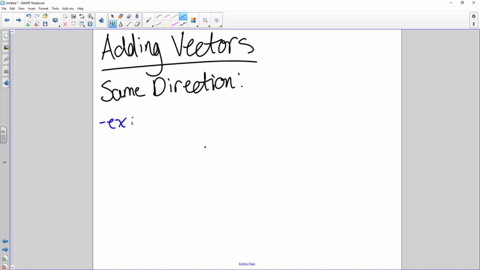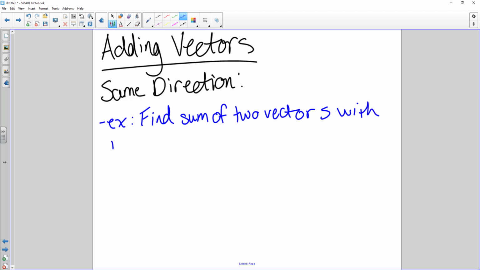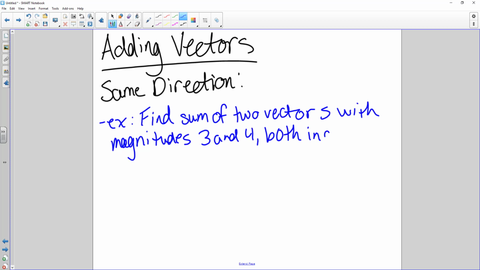So let's say we want to find the sum of two vectors with magnitudes 3 and 4, both in the direction of 40 degrees. Direction of 40 degrees.